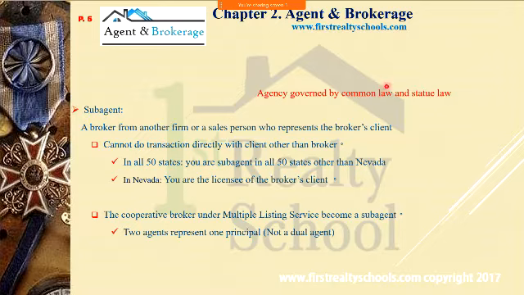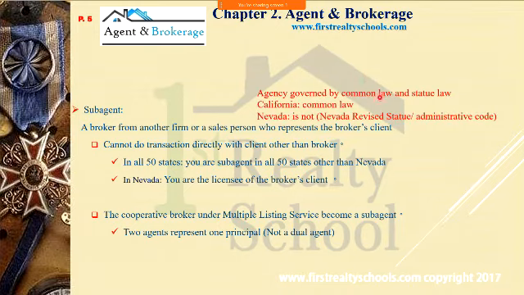Okay, quick hint. Agency is governed by the common law and/or statute law. The common law means the court orders, the history of court decisions. Statute means something like a national law or federal law, normally from the Constitution.